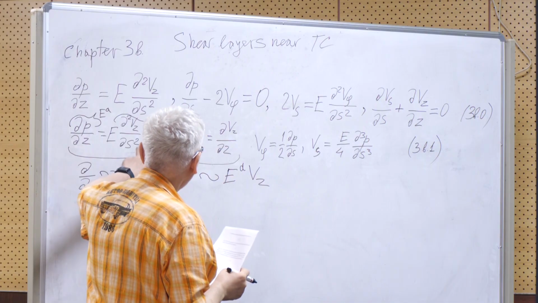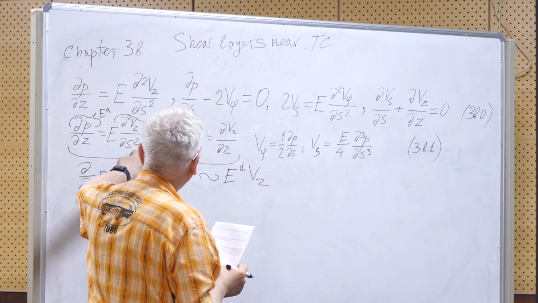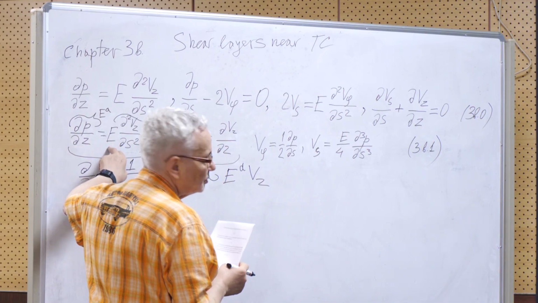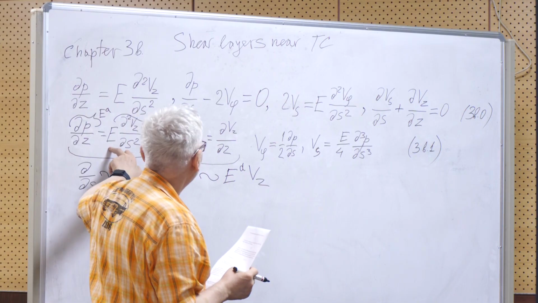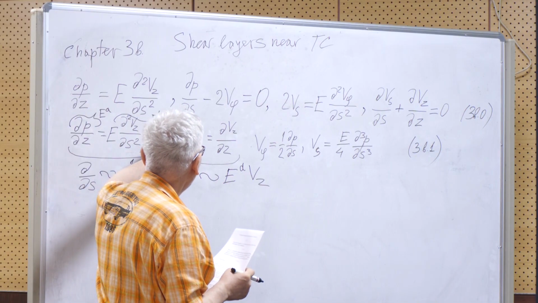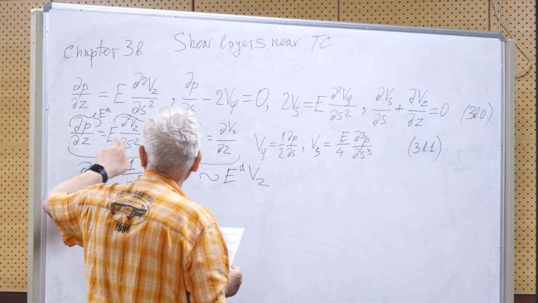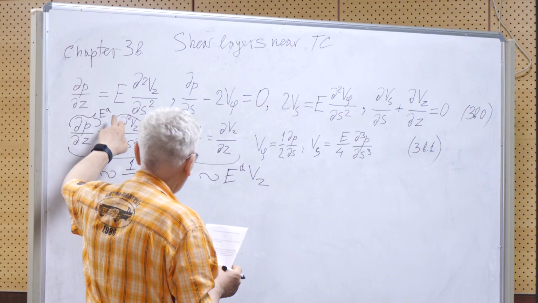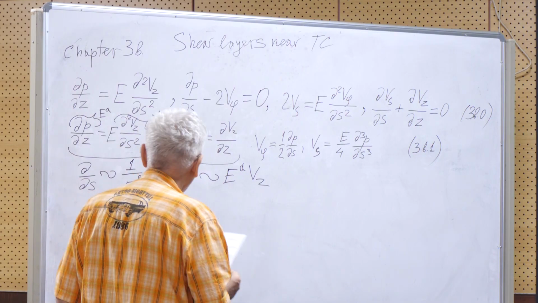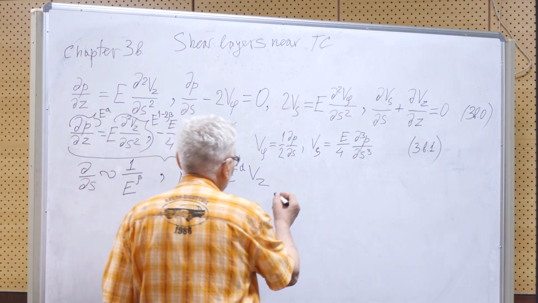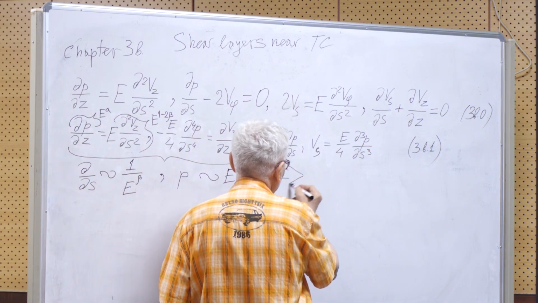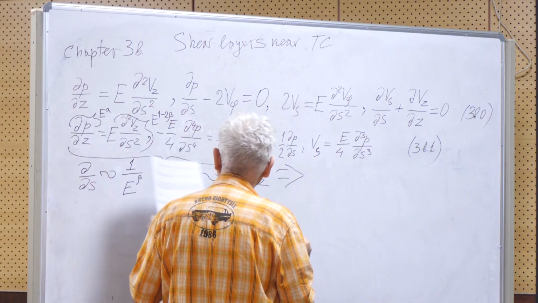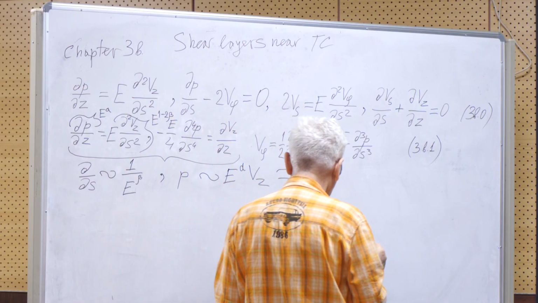Two beta comes from here. E to the 1 comes from here. So it's quite clear. It's 1 minus 2 beta, and this is equal I. So we get a very simple relation from that. It's the consequence of these first two equations and this relation.